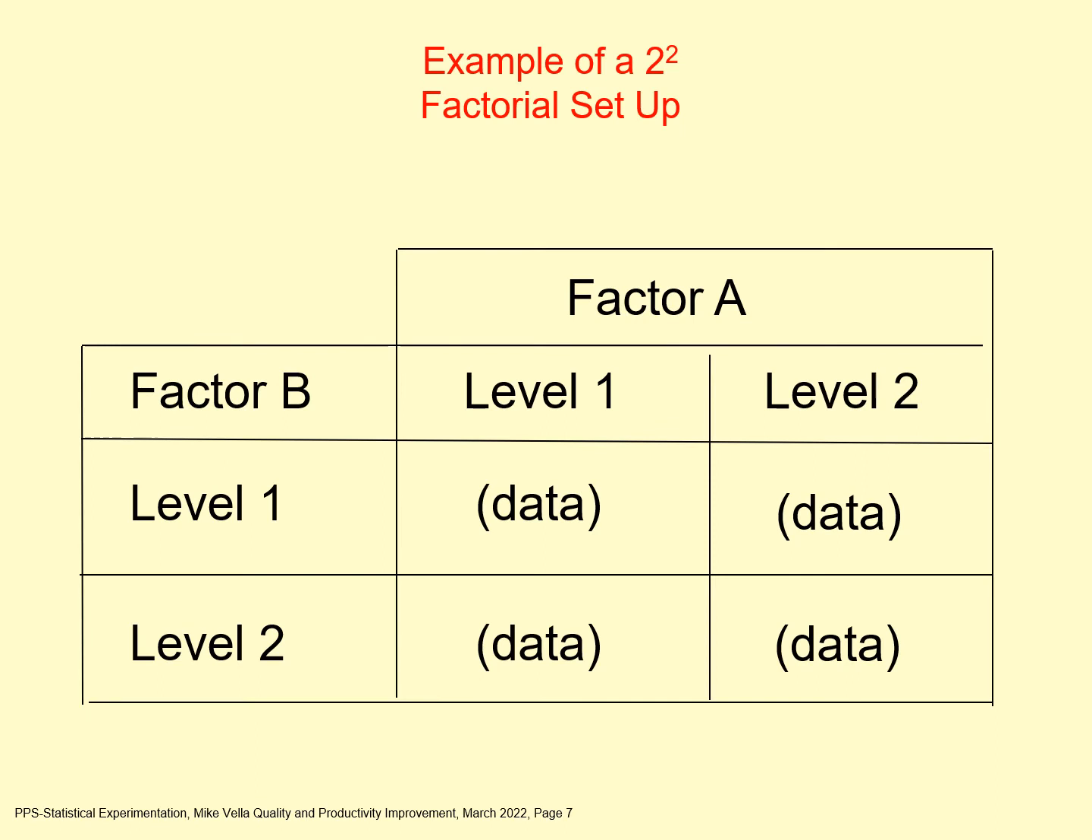Here's an example of a 2x2 factorial setup. You see across the top, factor A, level 1, level 2, factor B, level 1, level 2. That's a 2 to the 2 factorial setup.